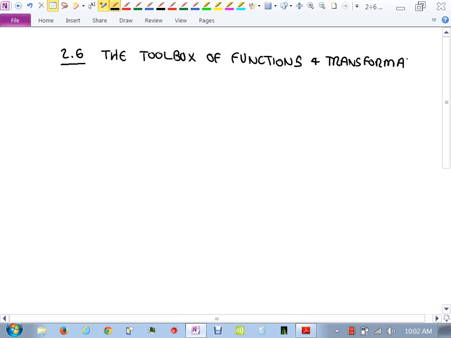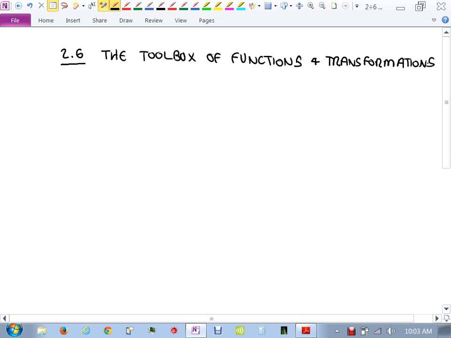2.6. This section's called the toolbox of functions and transformations. And let me just tell you what this is about first, and then we'll get into it.